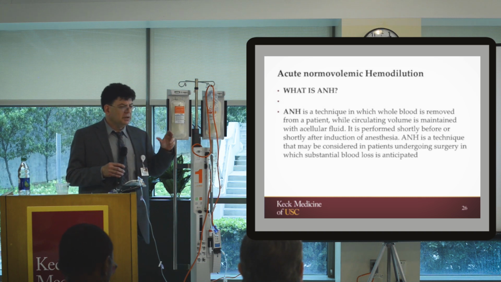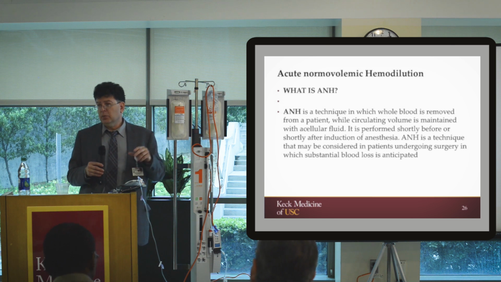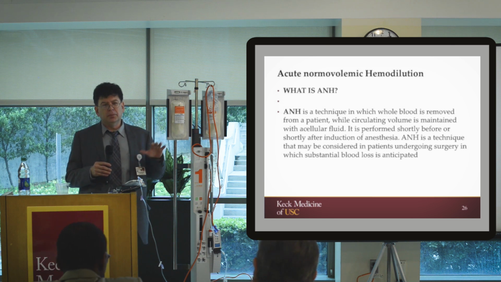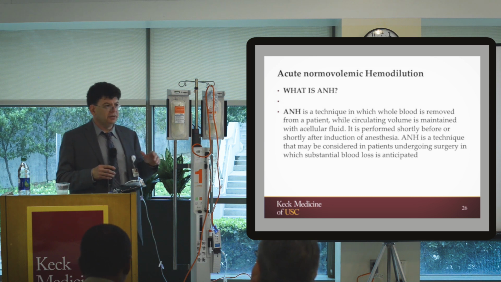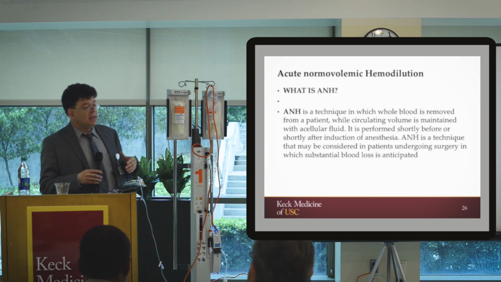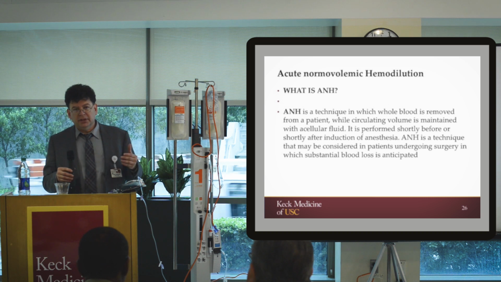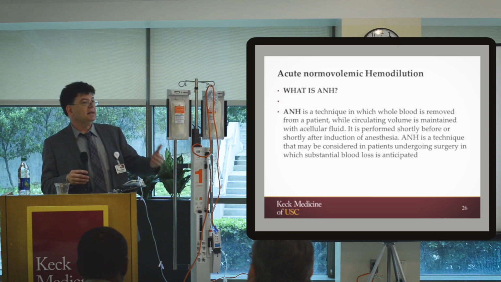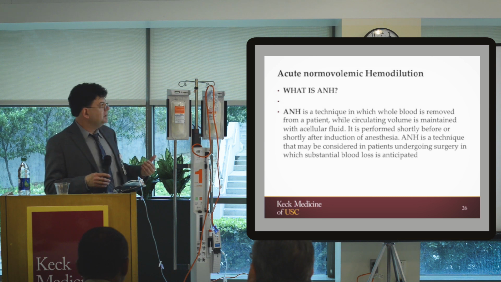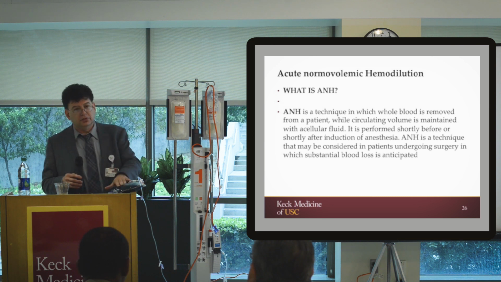Crystalloid, we use approximately a 1-to-3 ratio, and with hetastarch or albumin, it's approximately a 1-to-1 ratio that we replace with the volume. And the theory is that when you're bleeding, you're going to bleed a more dilute blood, and at the end of the case, you infuse what you took off.